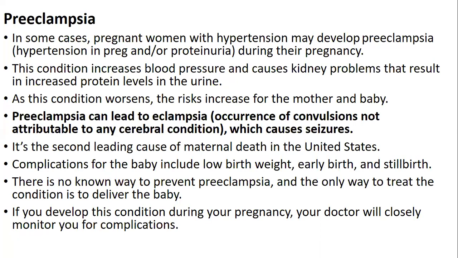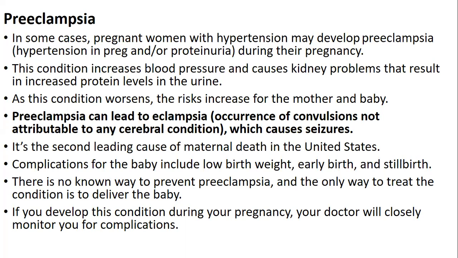This condition increases blood pressure and causes kidney problems that result in increased protein levels in urine. As this condition worsens, the risks increase for mother and baby. Therefore, preeclampsia can lead to eclampsia, which is the occurrence of convulsions not attributable to any cerebral conditions, which causes seizures. So the mother can go into eclampsia, and this is the second leading cause of maternal death in the United States. Complications for the baby include low birth weight, early birth, and stillbirth, if it goes to that extent.